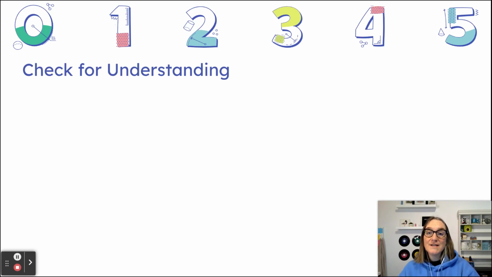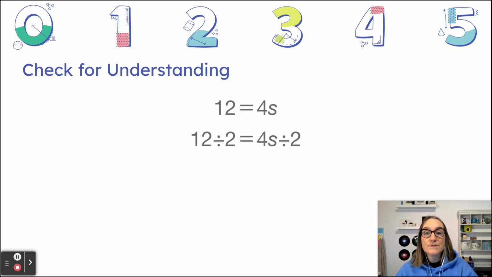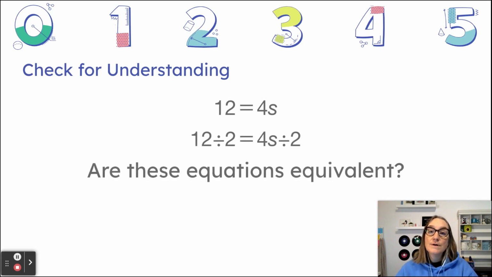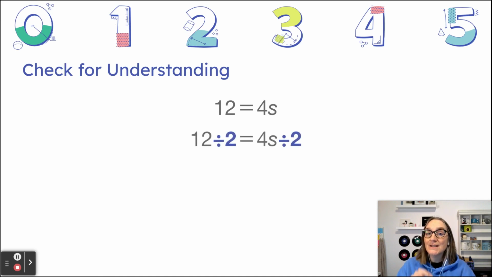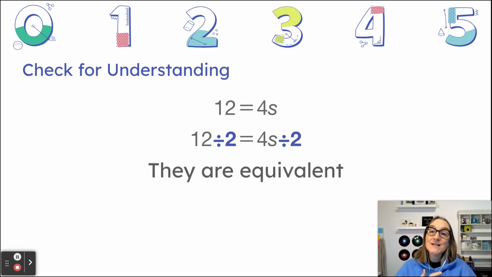Okay, time to check for understanding. Let's consider the equations 12 equals 4s and 12 divided by 2 equals 4s divided by 2. Are these equations equivalent? Did you say yes? If so, give yourself a big pat on the back. You got the answer right. Since we did the same operation to both sides of the equation, divide by 2, they are equivalent. And we can say we have demonstrated the preservation of equality.